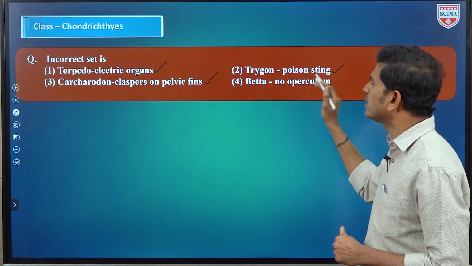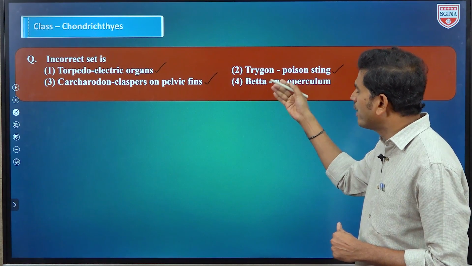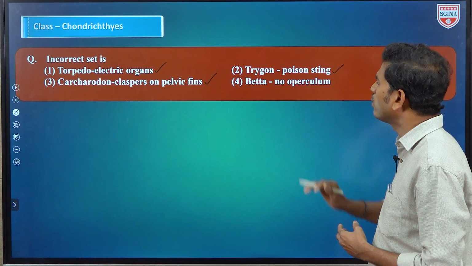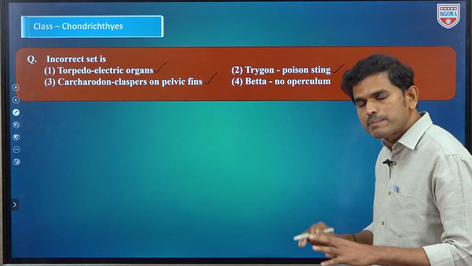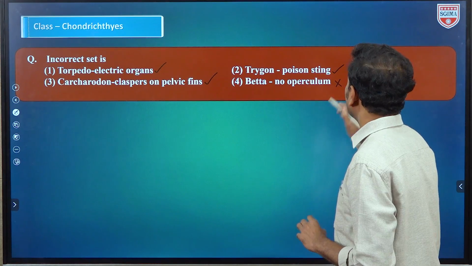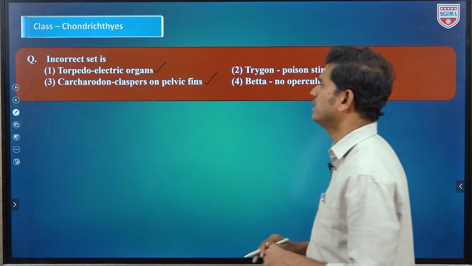Next, the fourth one, Betta, no operculum. Actually, this is not a Chondrichthyes member, it is an Osteichthyes member, the fighting fish, which we will discuss ahead. They have given no operculum, but operculum is present in Osteichthyes fishes. Therefore this is wrong, so the correct option is the fourth option.